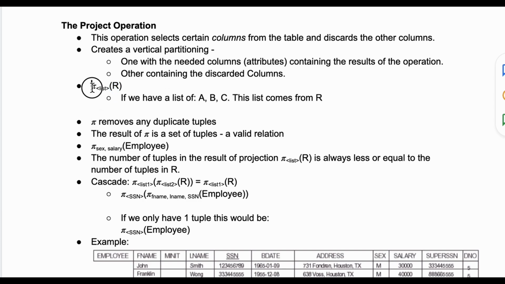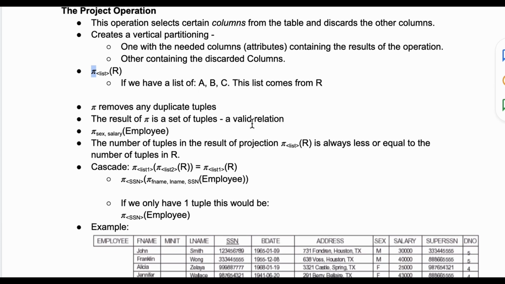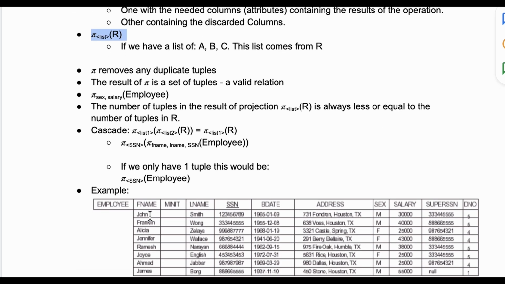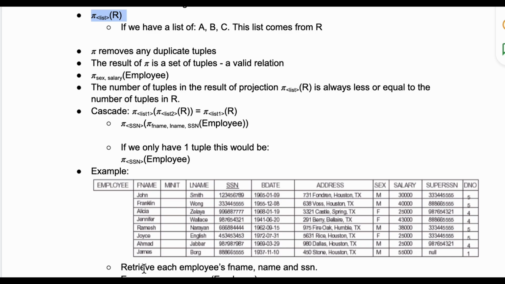The pi part for this project operation removes any duplicate tuples, and we'll see that in an example. The result of the pi is a set of tuples, a valid relation. So that's how we write it. The number of tuples in the result of projection pi list R is always less than or equal to the number of tuples in R. So basically we can't have more tuples in our output than we have in our input.